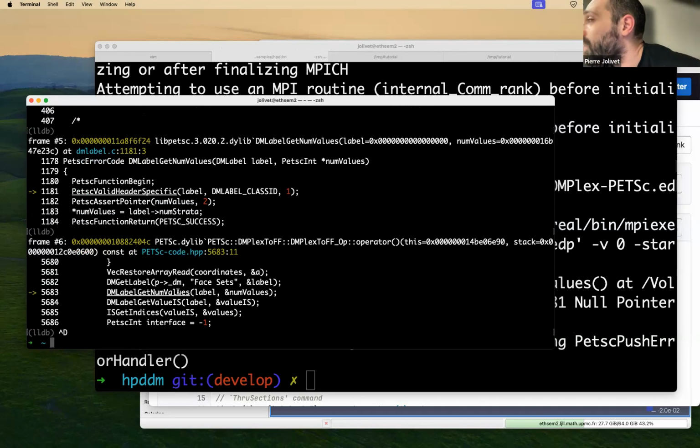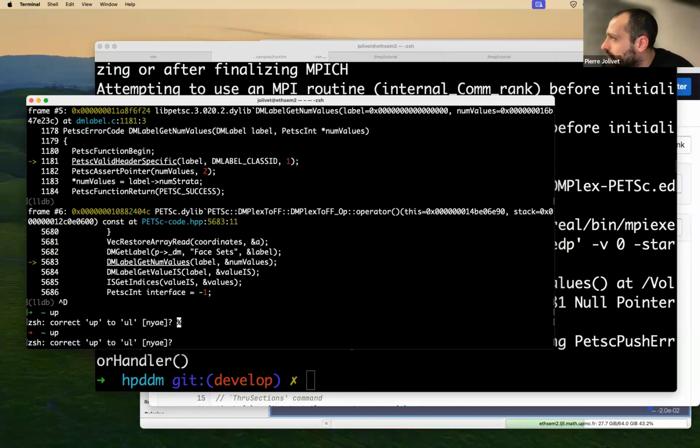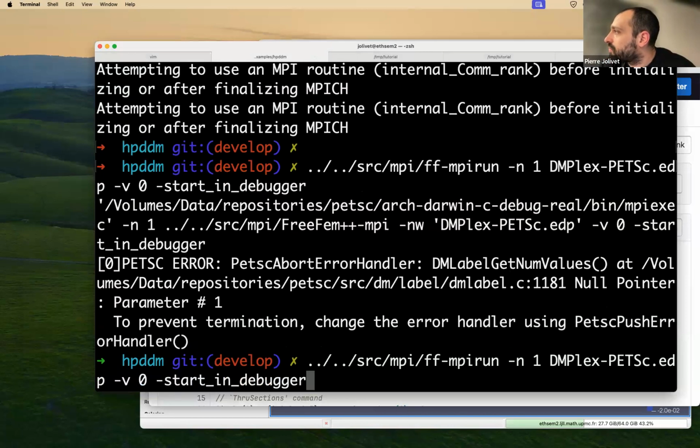So the DMPlex part of PETSc is the part of PETSc which evolves the most, and the API is not 100% stable, and so on and so forth. Sometimes they change the API back and forth, and it causes some breakage. So apparently I need to fix something in the FreeFem plugin, but I will try to take care of this rather sooner than later.